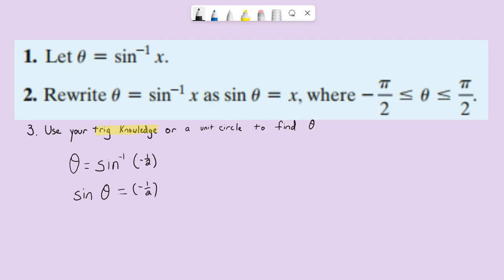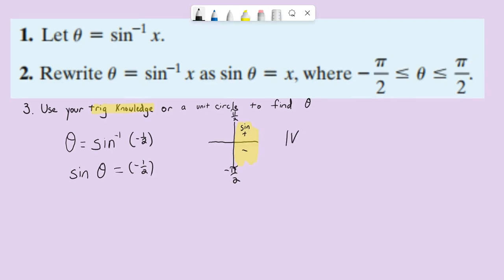And now I'm just going to use my knowledge. First of all, I'm going to see that that's a negative, right? And when you're dealing with the 4 quadrants, in which quadrants is sine negative? Well, it's certainly not the first quadrant, because everything's positive there. So if I'm restricting it to negative pi over 2 to positive pi over 2, sine is positive in the first quadrant. It's only negative in quadrant 4, so that means I'm going to be in quadrant 4.